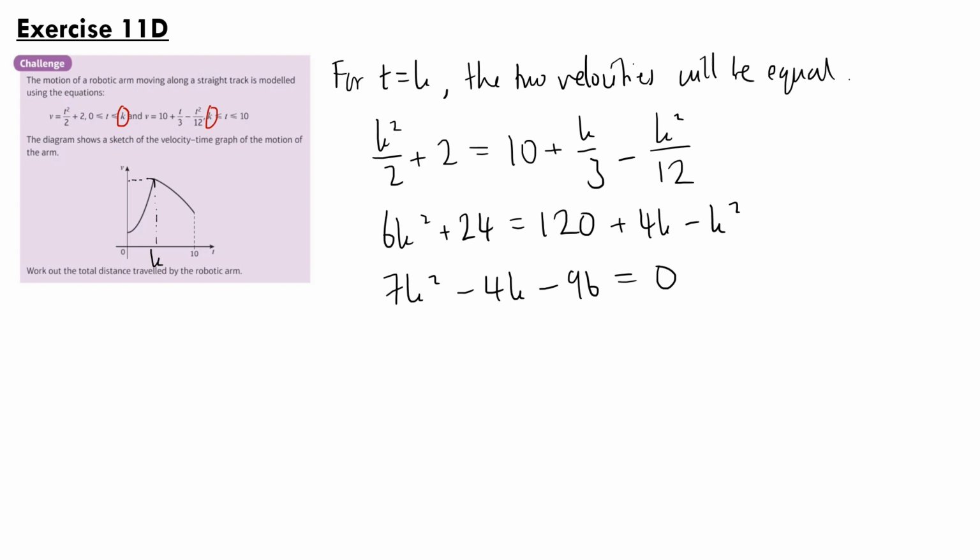So using the quadratic solver on your calculator, with coefficients 7, minus 4, and minus 96, we get that k is equal to 4, or minus 24 over 7. And from the diagram, we can see that k is positive, so we can reject this solution. So we have k is equal to 4.